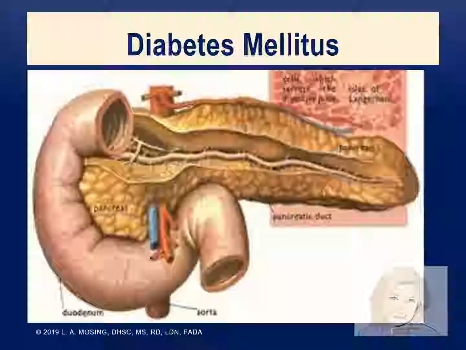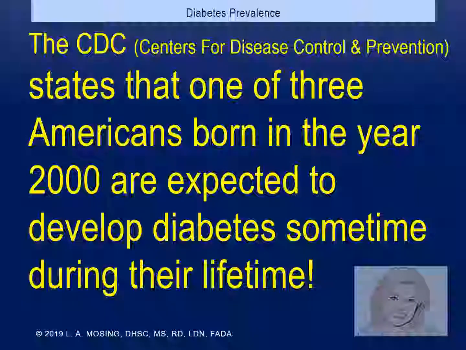We are in Chapter 2, Diabetes. When we are looking at diabetes, you probably know someone who has diabetes. So let's look at that and let's be honest about what the diabetes prevalence is. You have job security because the CDC says that 1 out of every 3 Americans born in the year 2000 are likely to develop diabetes.